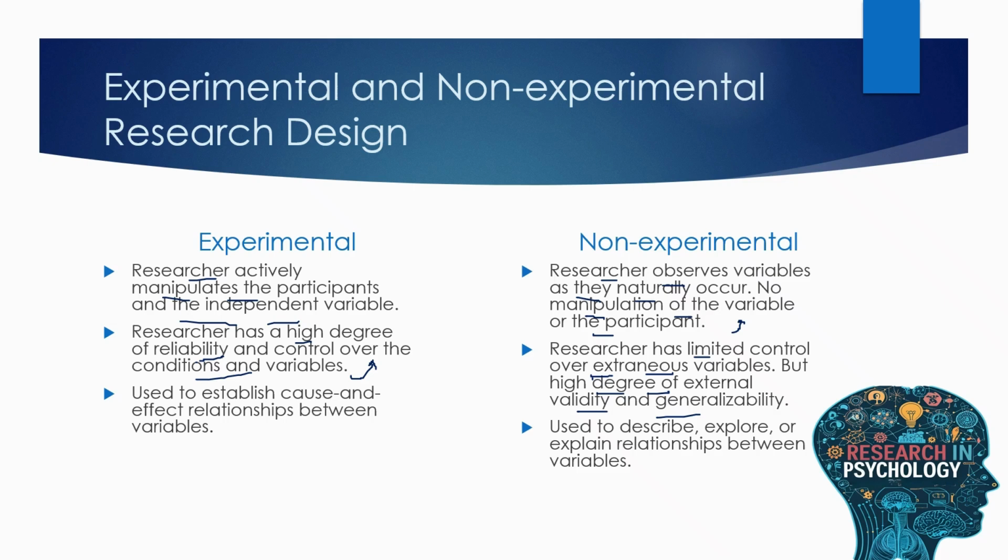Now, experimental research design is used to establish a cause and effect relationship between variables, which means whether A is causing B or not, or if variable A is resulting in the effect B or not. While non-experimental research design is used to describe, explore, or explain relationships between variables. All right.